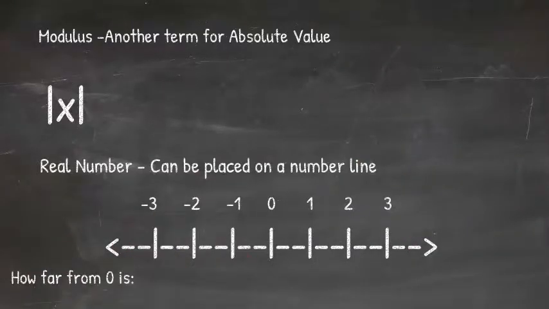For example, on this number line, how far is the number 2 from 0? It's 2 units away. And how far is the number -2 from 0? It's also 2 units away. So the absolute value of 2 is 2, and the absolute value of -2 is 2, because both +2 and -2 are 2 units away from 0 on the number line.